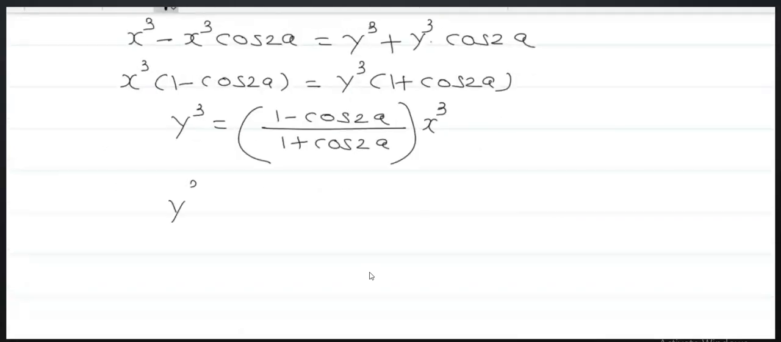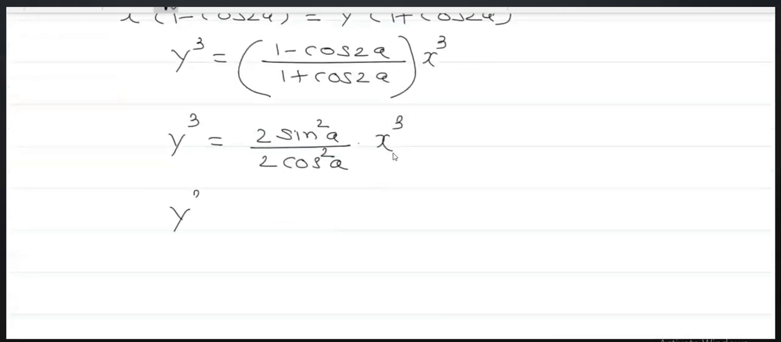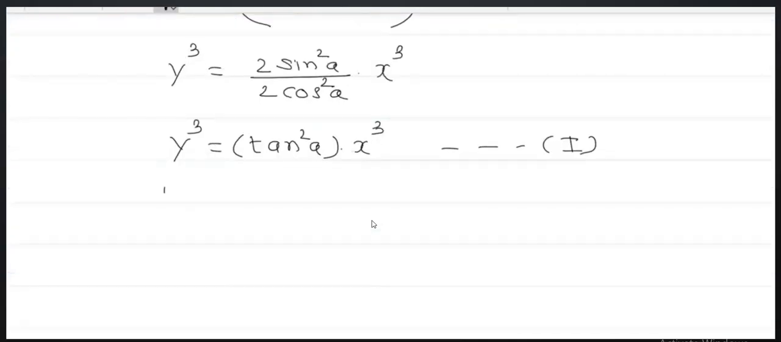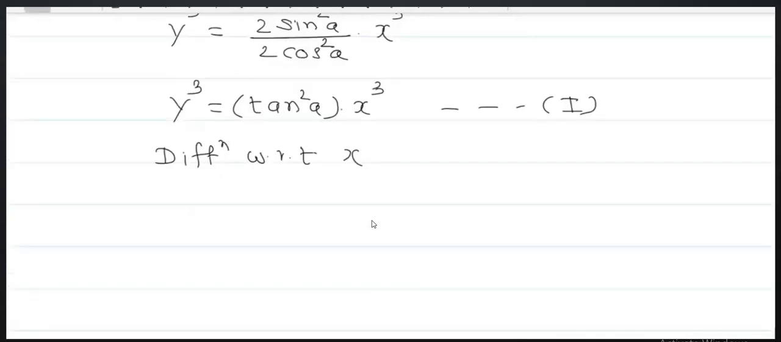Therefore, you will get y cube is equal to 2 sin square a upon 2 cos square a into x cube. These two terms will get cancelled. You will get y cube is equal to tan square a into x cube. Now differentiate this with respect to x. That is 3y square into dy by dx is equal to tan square a into x cube, means what? 3x square.